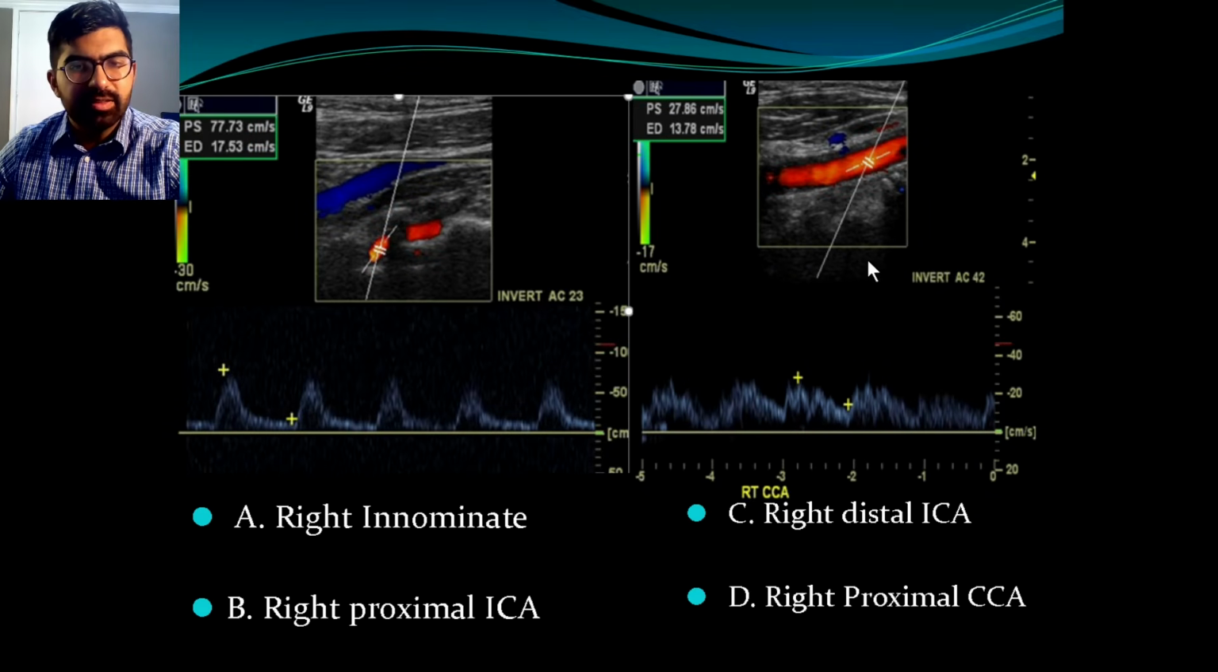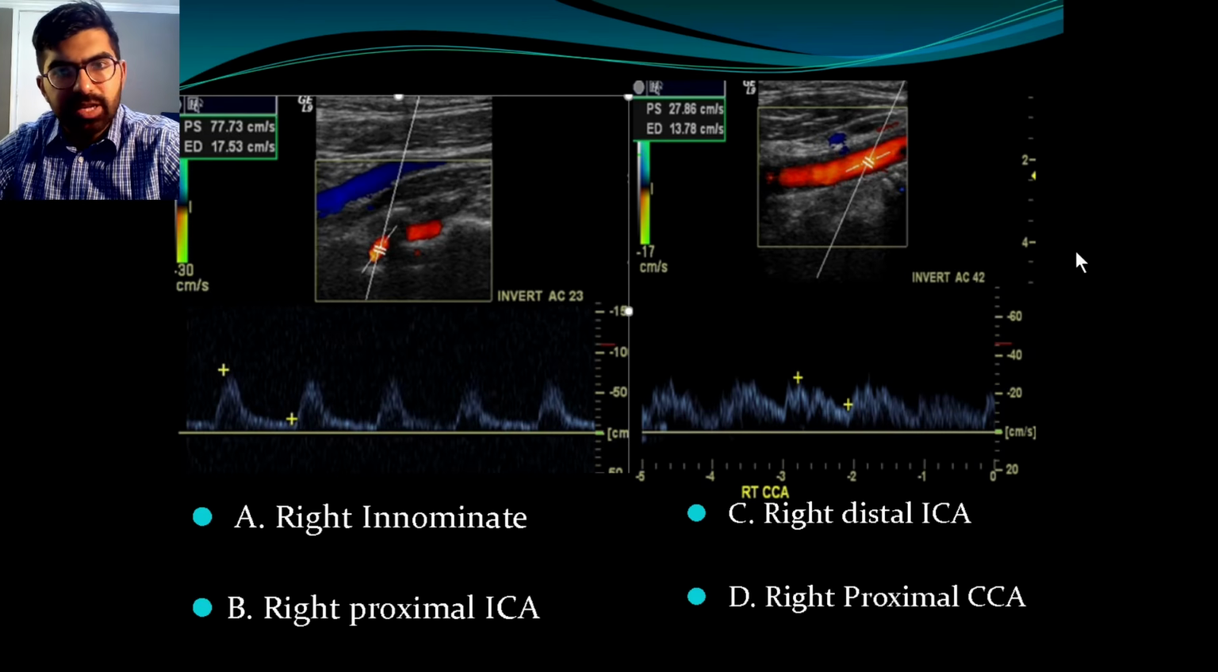Okay, so again, putting concepts together. Again, you're looking at the right vertebral artery, and you're looking at the right common carotid artery. So take a look, think about it. Where is that lesion? Proximal ICA, distal ICA, proximal common carotid artery, right innominate?